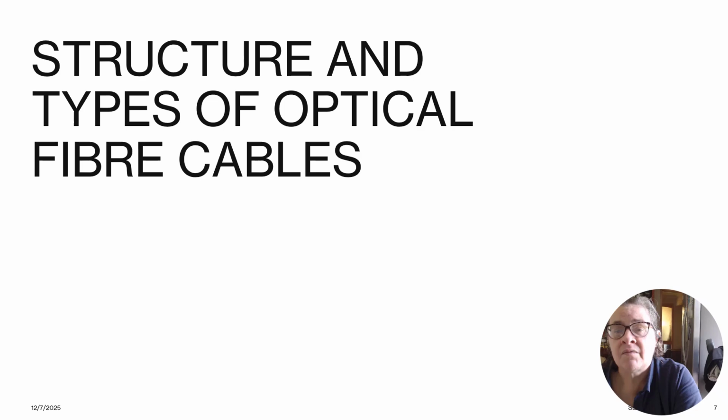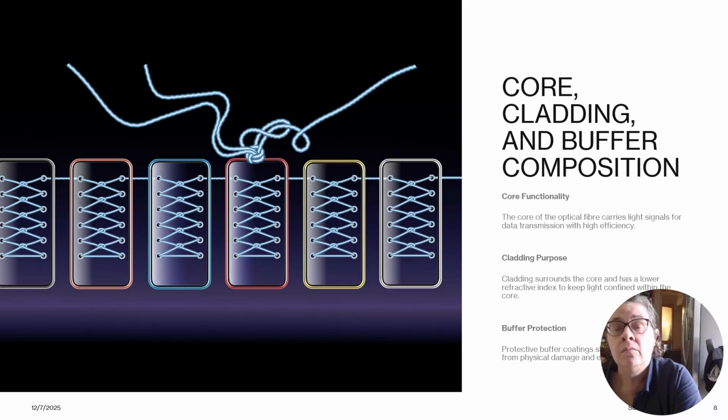This section covers the fundamental components of optical fibres and the various cable types used in different applications, highlighting their design and functional differences. Optical fibres consist of a core that carries light, cladding with a low refractive index to contain the light, and protective buffer coatings to safeguard the fibre from physical damage.